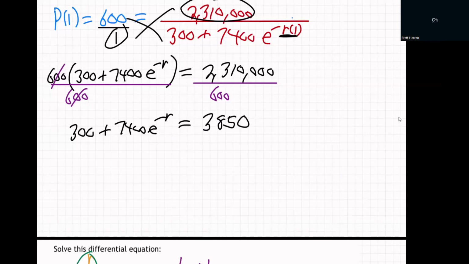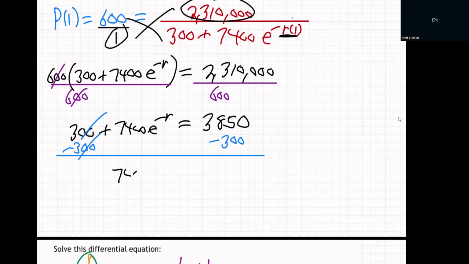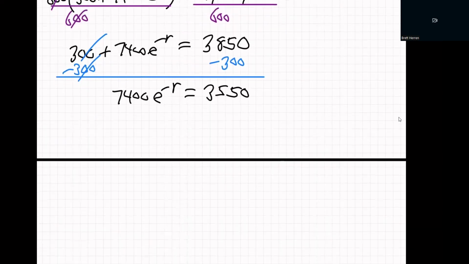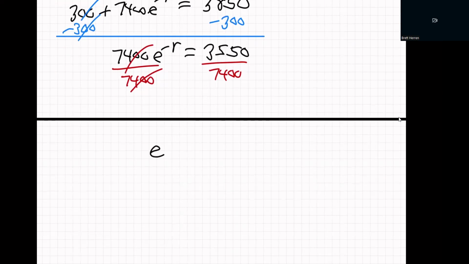Okay. So now subtract 300 on both sides. Boom. 7,400 e to the minus r equals 3550. And then divide by the 7,400. We're getting close. It's a lot of work. I don't know if I'm going to calculate that. I was going to leave it be for the moment. So we've got e to the minus r. Well, how about I cut off a zero on the end of it? I can do that at least.